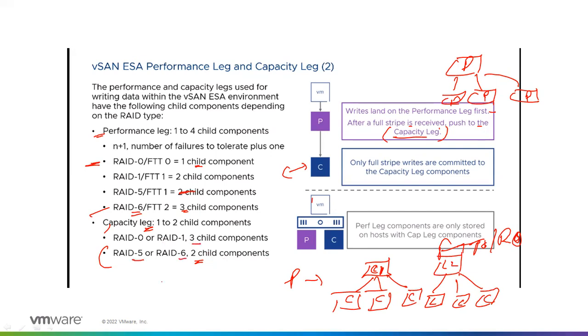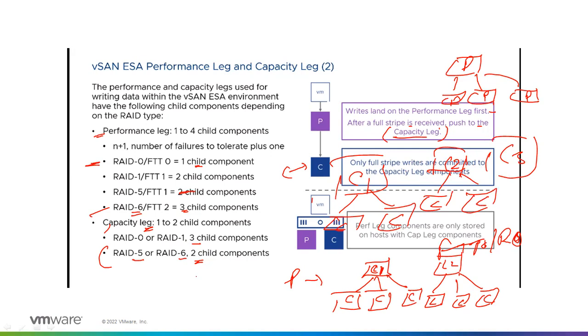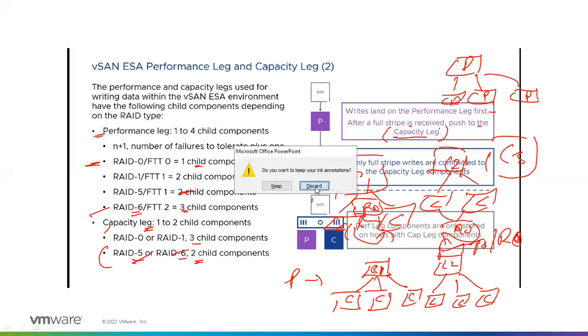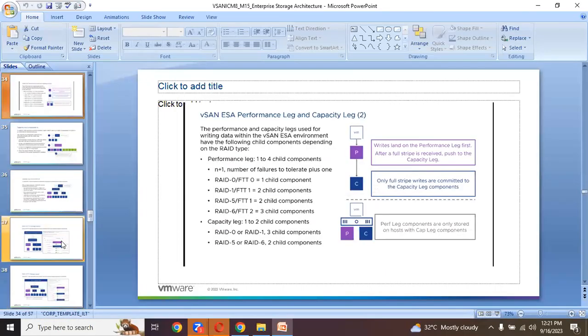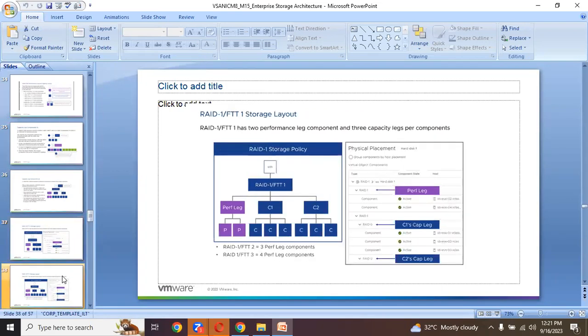With RAID 5 and RAID 6 in my capacity tier, the capacity leg will be divided into two child components. So any of C1, C2, C3, whatever I'm writing, each will split into two child components in case of RAID 5 or RAID 6. Within these child components, there is no redundancy. The child components in a write are in a RAID 0 manner, right? Definitely, once you apply the policy, we'll be able to see where my parent components are placed and where my child components have been placed.